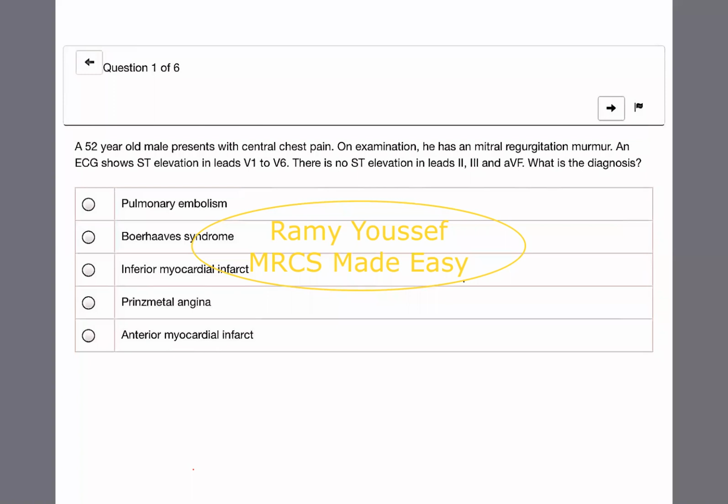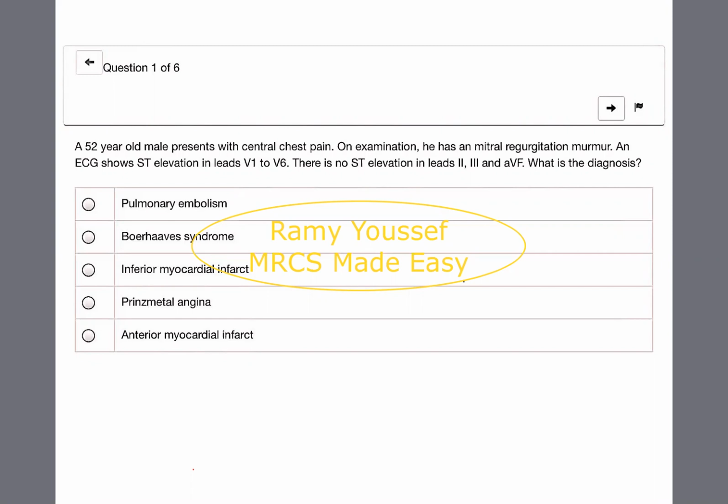Okay, a 52-year-old man presents with central chest pain. On examination, he has a mitral regurgitation murmur. An ECG shows an ST elevation in leads V1 to V6. There is no ST elevation in lead 2, lead 3, AVF. What is the diagnosis?